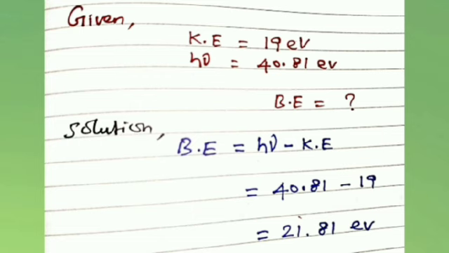Therefore, binding energy equals H nu minus kinetic energy. Therefore 40.81 minus 19, we get 21.81 electron volt.